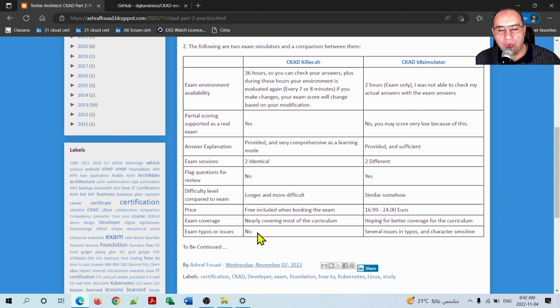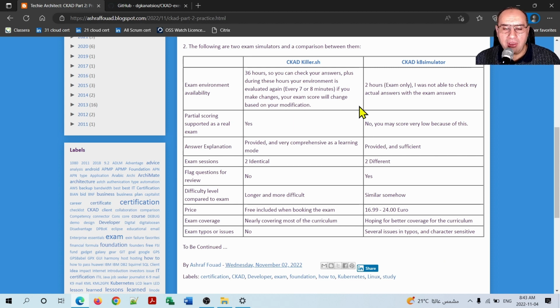Regarding exam typos or issues, for Killer.sh I did not find any, but the emulator had several issues with typos and character sensitivity. As an example, the question asks you to define an environment variable from a config, so I performed it, and then when I saw the answer, they were using a different character case. That's why my question was marked as wrong.